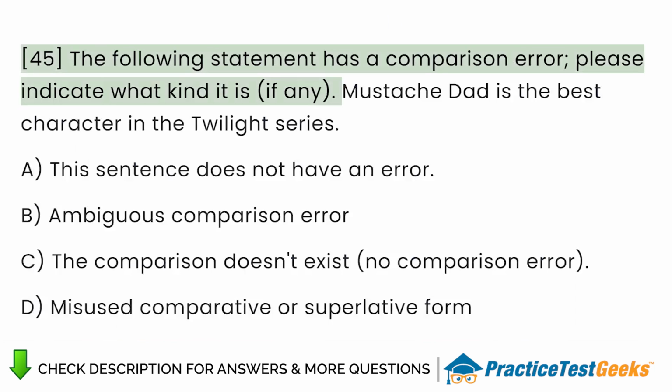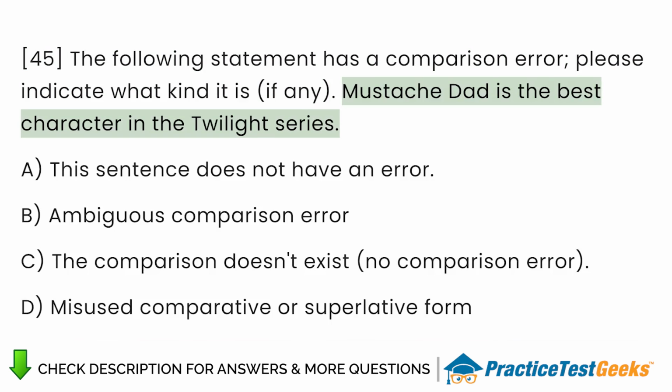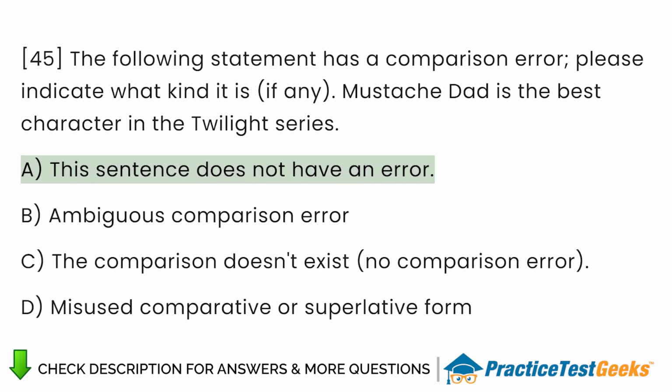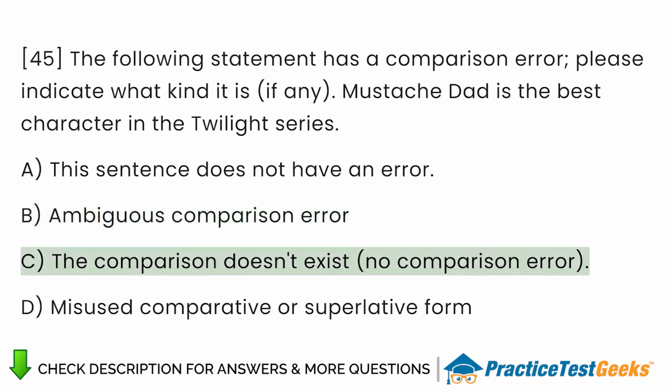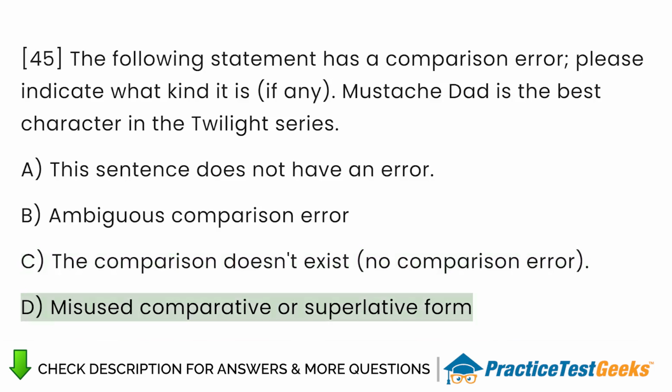The following statement has a comparison error. Please indicate what kind it is. Mustache Dad is the best character in the Twilight series. A. This sentence does not have an error. B. Ambiguous comparison error. C. The comparison doesn't exist. D. Misused comparative or superlative form.